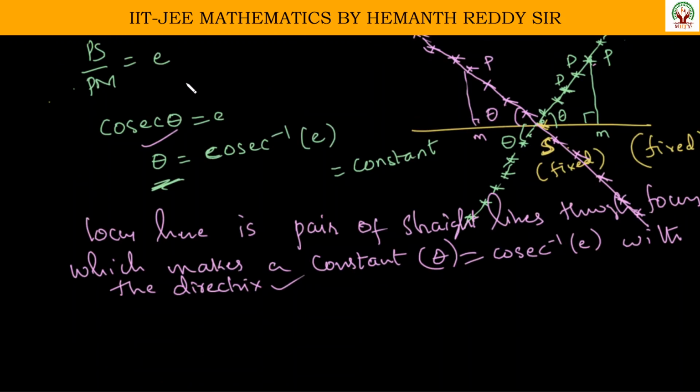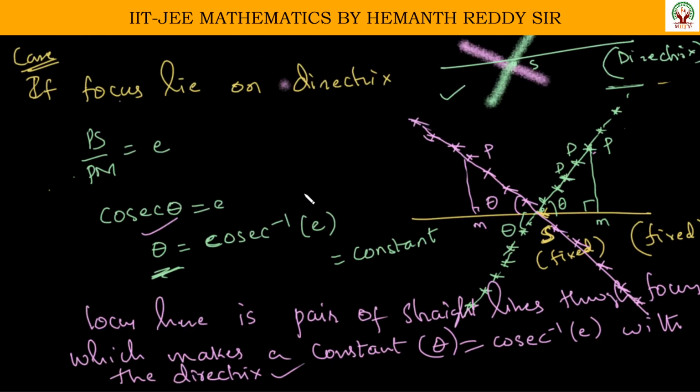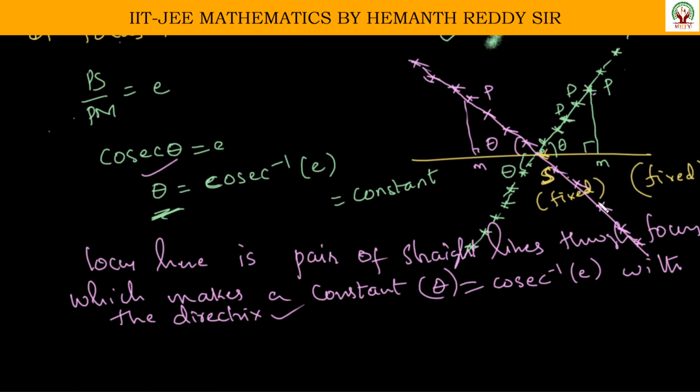Degenerate conic means, they will never mention this to you, because this is out of our scope. But if they say such a thing, if the focus lies on the directrix, it means that the locus will be the pair of straight lines. The locus will always be the pair of straight lines through the focus, which makes a constant angle with the directrix.